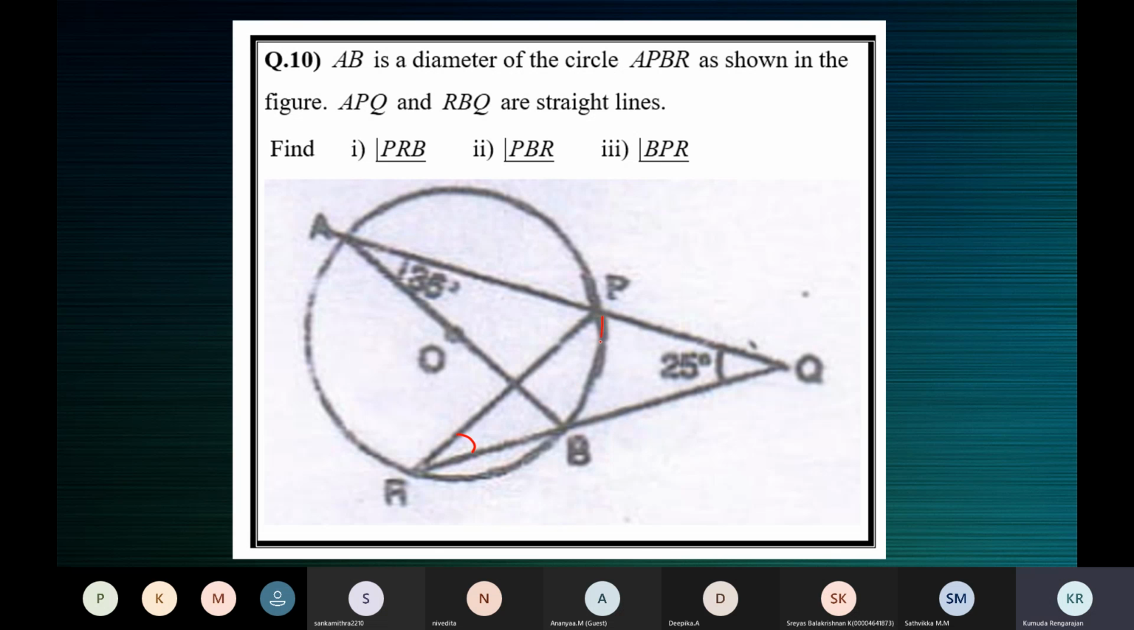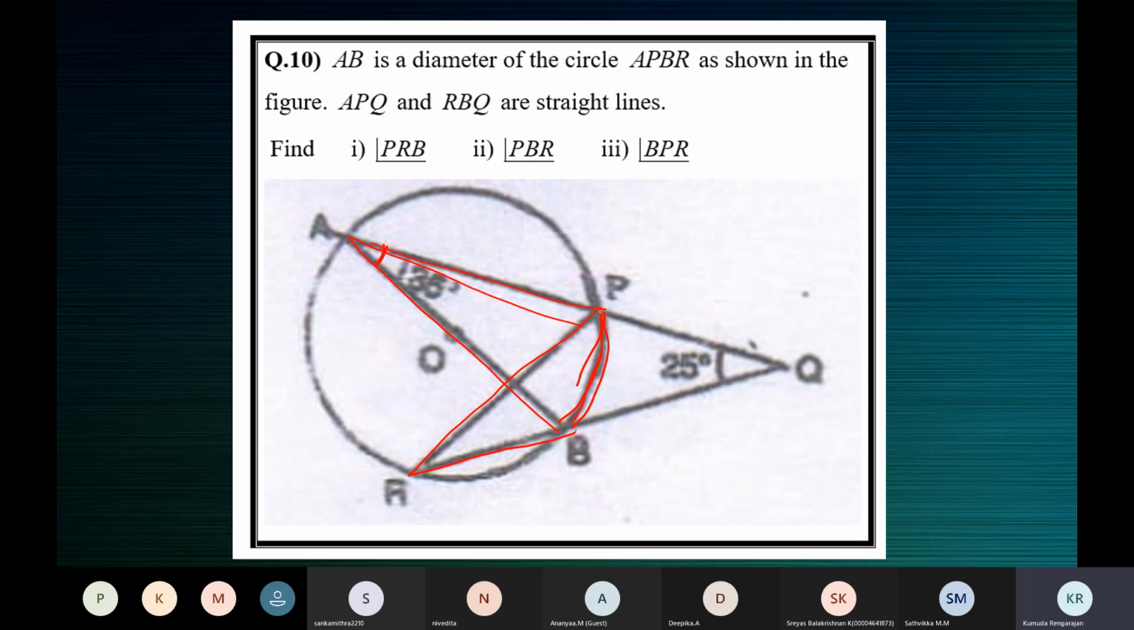This is a minor arc, arc PB. The minor arc PB subtends angle PAB on the circumference at A. This arc PB makes angle PAB at the point A on the remaining part of the circle. The same arc PB subtends angle PRB.